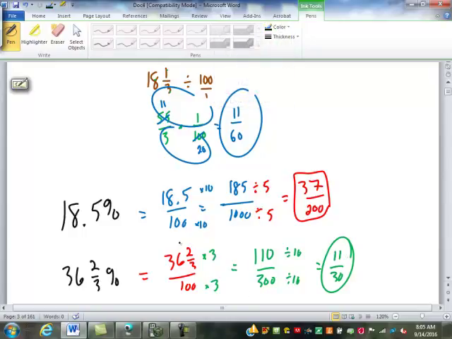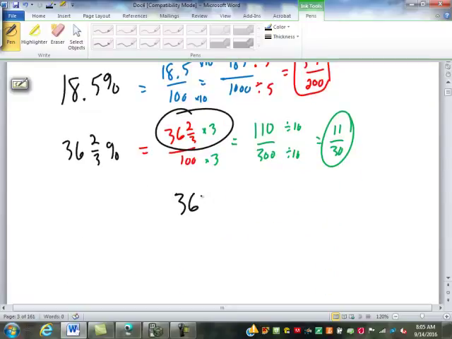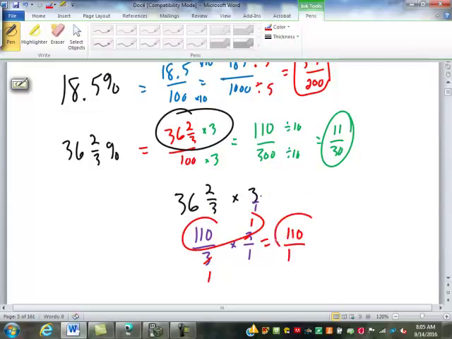The 110, 36 2/3 times 3. So you've got to make 36 2/3 an improper fraction. 36 times 3 is 108, plus 2 is 110 over 3. Make the 3 into a fraction by making it 3 over 1. 3's cross cancel, you get 1 and 1. 110 times 1 is 110. 1 times 1 is 1.